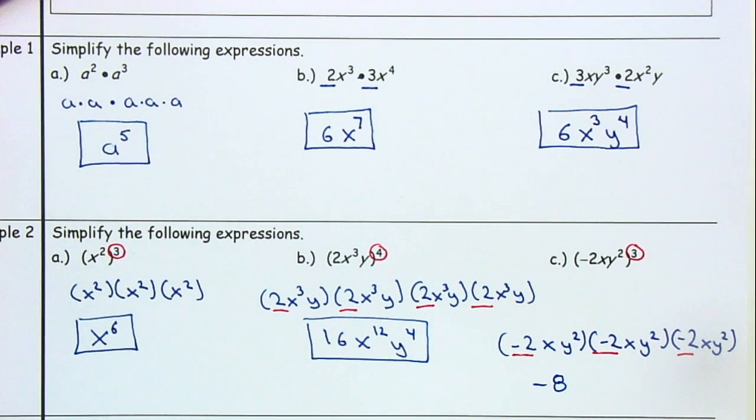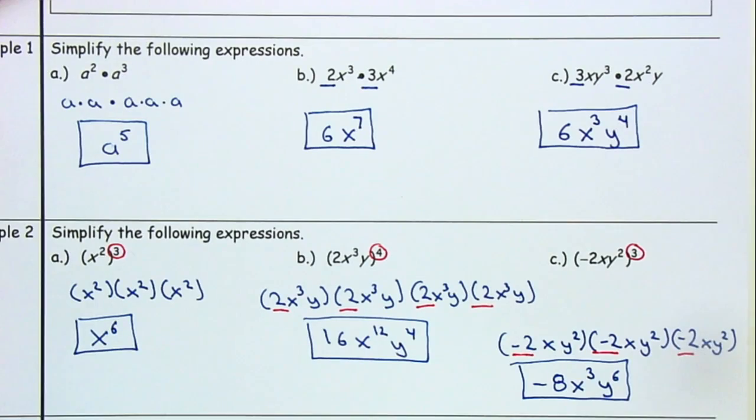I'm going to count, not add, how many x's I have. 1, 2, 3. That is x to the third power. I'm going to count how many y's I have. 2, 4, 6. So it'll be y to the 6. Just remember to rewrite it 3 times.